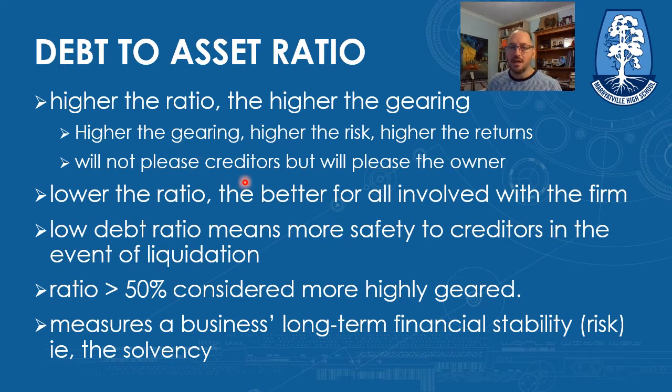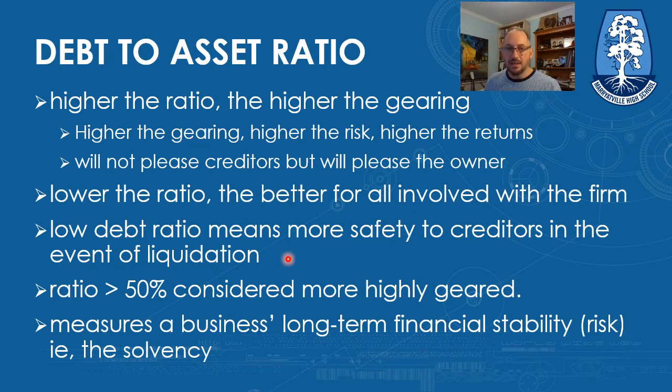However, creditors don't like it that way. They would rather that you have a lower debt to asset ratio and a higher amount of assets per borrowed money that you have. Banks are risk averse. That means they don't like taking big risks, and they don't like you taking big risks with their money. So they prefer the ratio to be lower. Better for all involved, they say. Not so much the business owner, but it's those creditors who are involved with the firm. The lower the debt ratio means more safety to creditors in the event of liquidation.